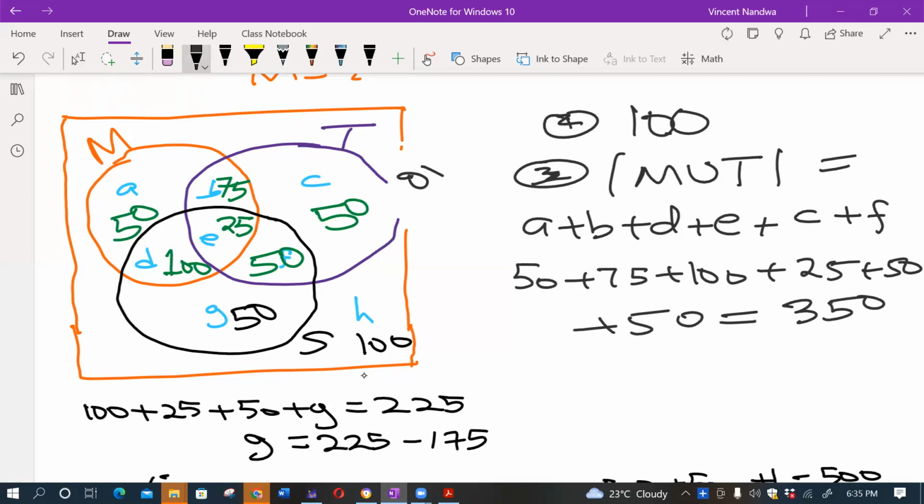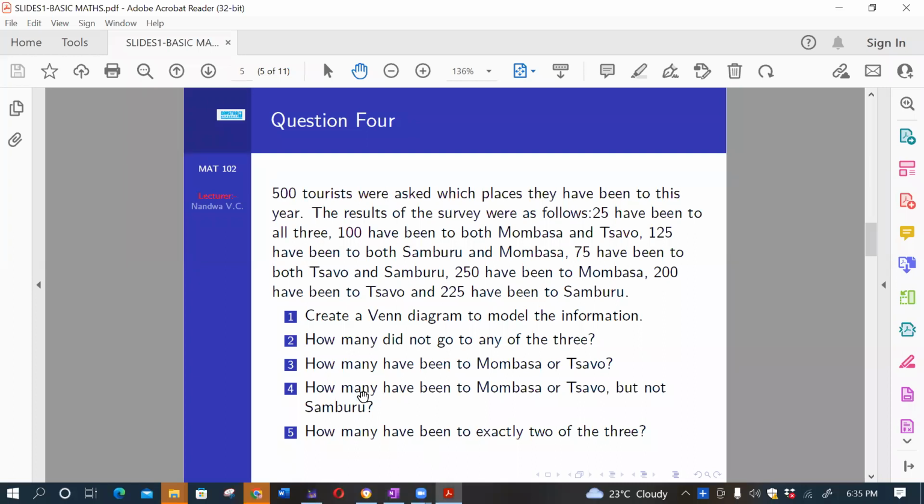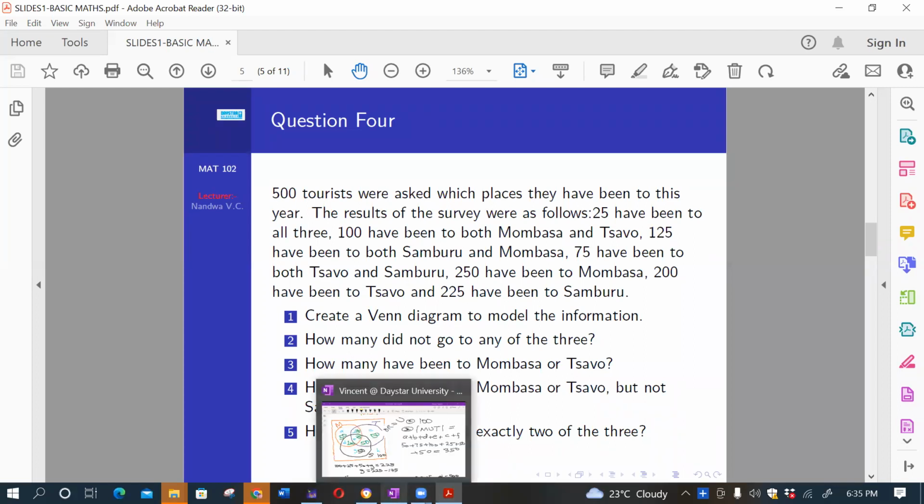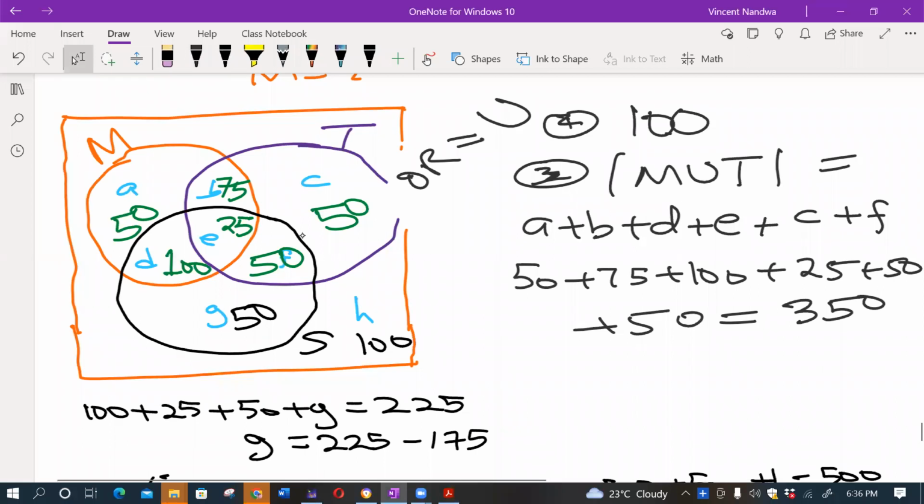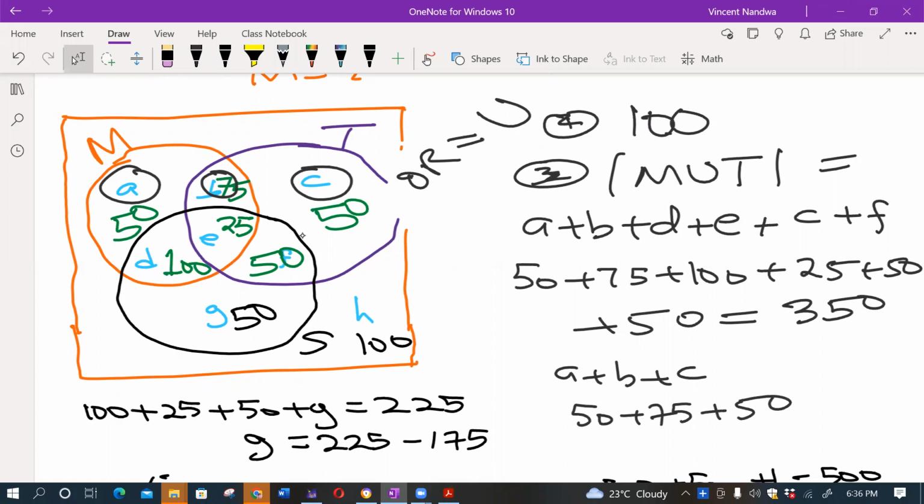So remember, the keyword is or, and or in sets means union. Then how many had been to Mombasa or Tsavo, but not Samburu? So it means the cardinality of M union T, but subtract any region where S is involved. So M or T, not S means we take A, add B, add C. So we'll have A plus B plus C, which is 50 plus 75 plus 50, that's 175.